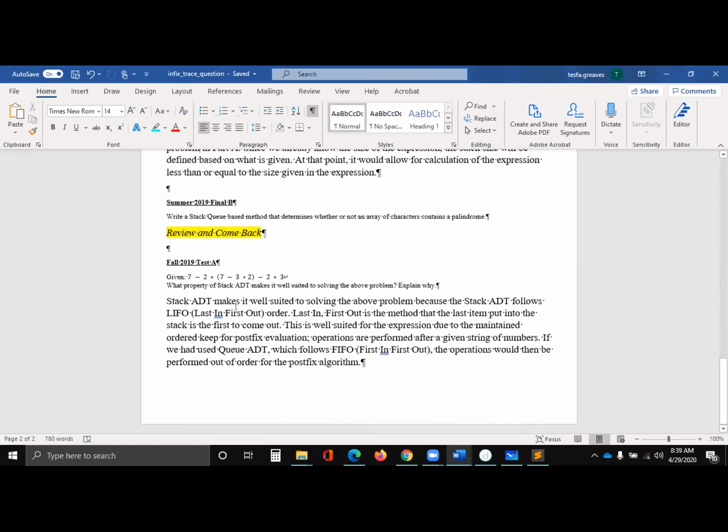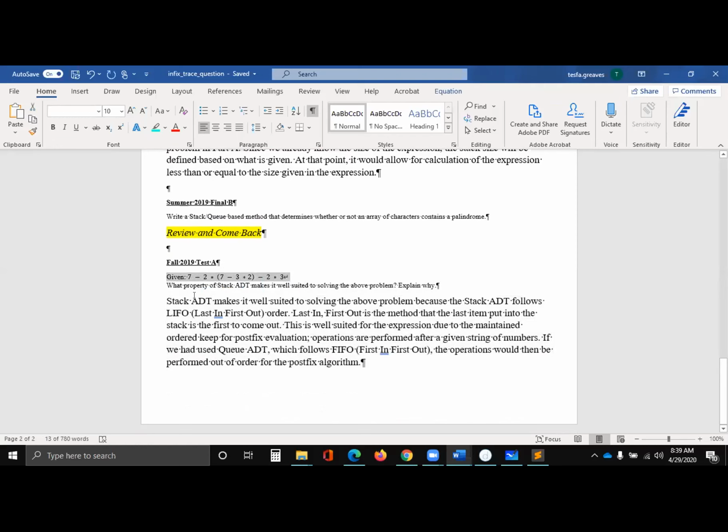But this, I'm fairly certain I got right, though the professor's probably going to tell me no. A lot of the questions that we're going to answer now, the professor's probably going to tell us no, and then give us the way that he wants to answer it. But we have to present something to him. So what property of the stack ADT makes it well suited to solving the above problem right here?